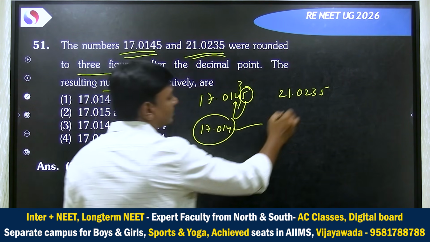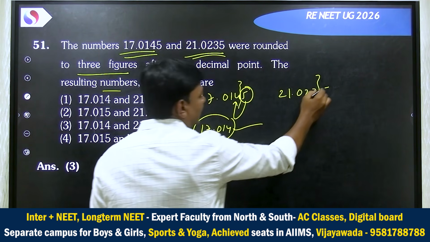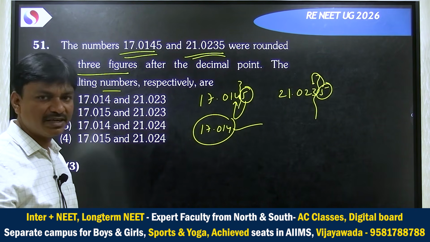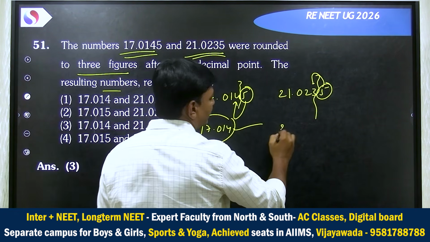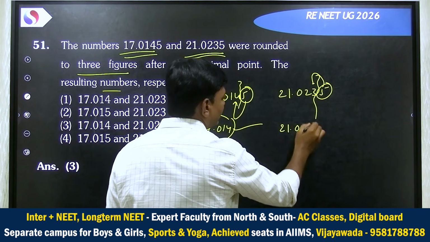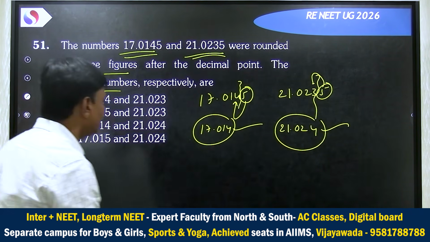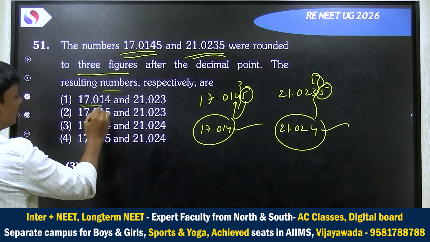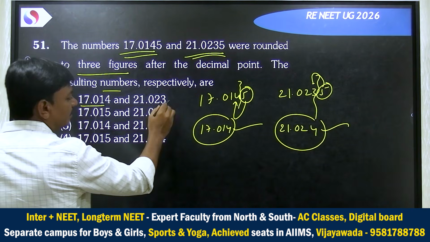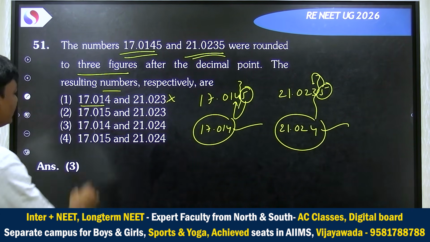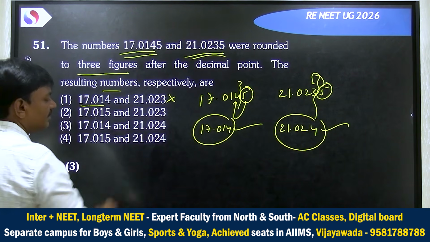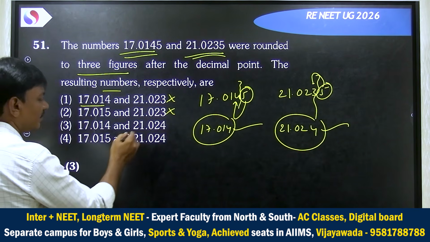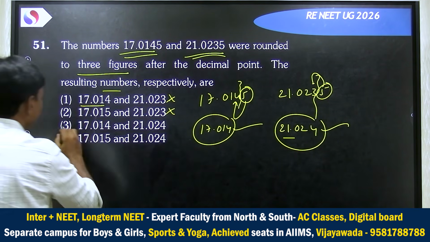In the second number, we cut here. Here a 5 is there. Before the 5, an odd number is there. If before the 5 an odd number is there, we add 1. So here 21.024. It is correct. So 17.014 and 21.024. The first option is 17.014 and 21.023, so it is a wrong option. The second option is 17.015 and 21.023, so it is also a wrong option. The third one is 17.014 and 21.024, so the third one will be the correct option.